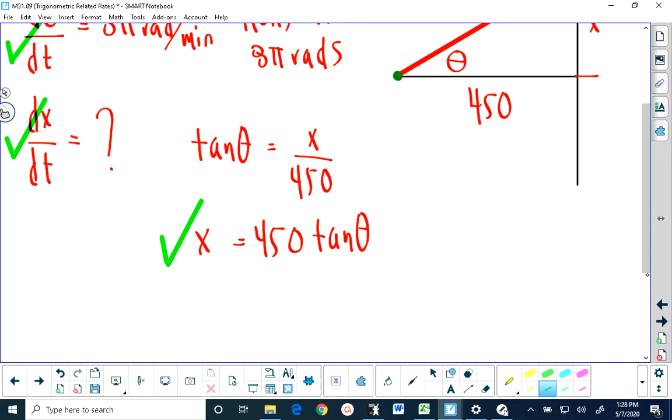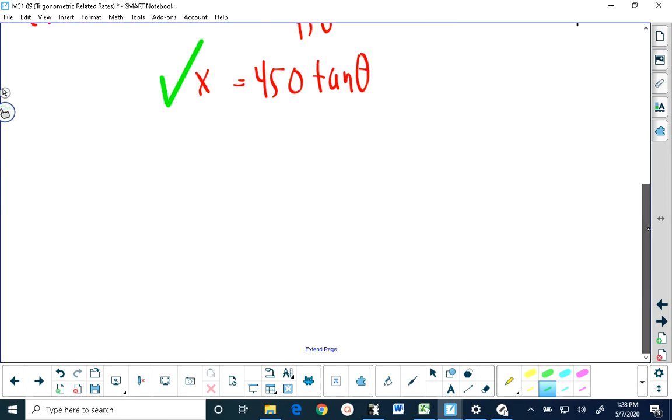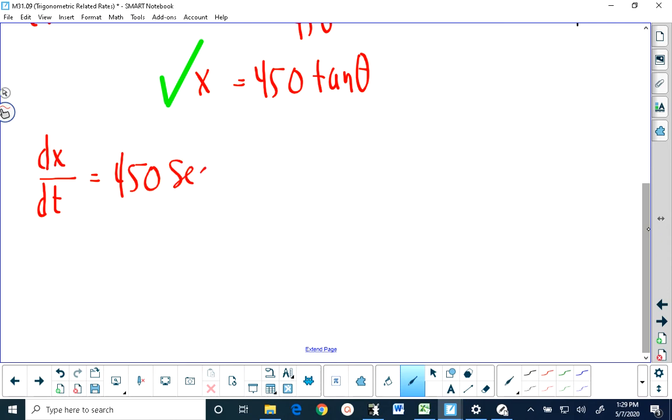What's the equation relating the variables? Third step is to differentiate and solve. So let's go ahead and differentiate this now. dx dt is going to be equal to 450 secant squared theta d theta dt.